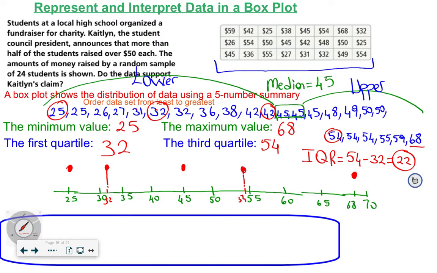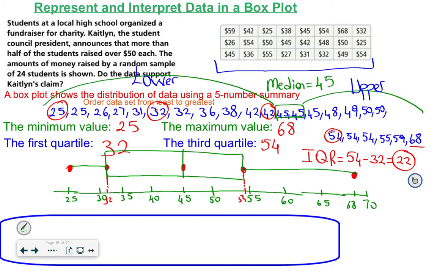After that, we are going to use the box and whisker method to create the box plot. So this is the display of the box plot. So let's go back to the question.